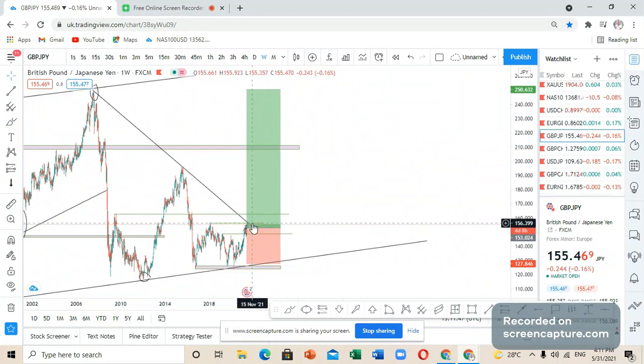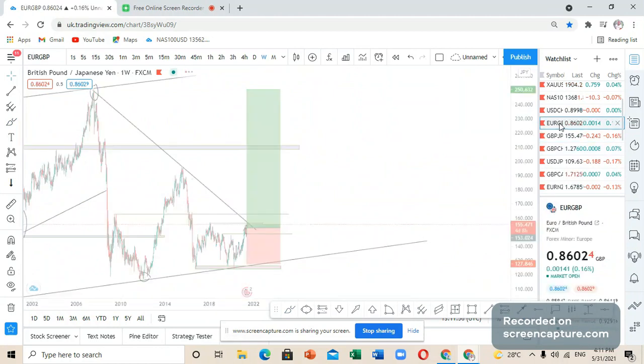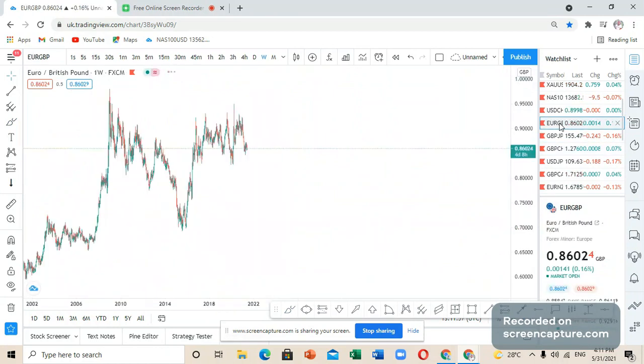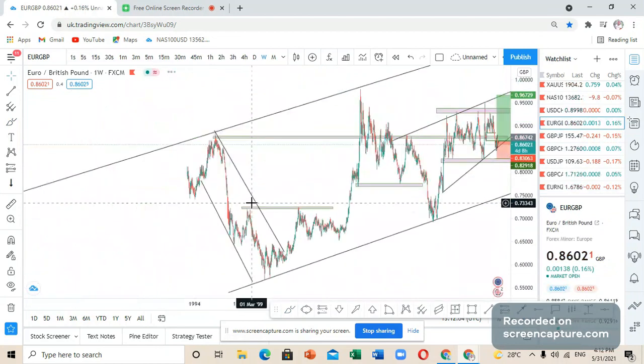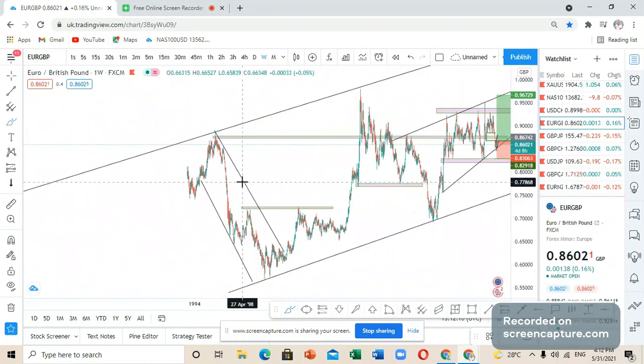Okay, that is all the plans that I have for GBPJPY. Then I'd like to move to EURGBP. I think that's the last pair that we'll be looking at. So this is the weekly time frame. You can see for EURGBP, the pattern is most of the time very clear. It is only that it usually moves at a very slow pace.